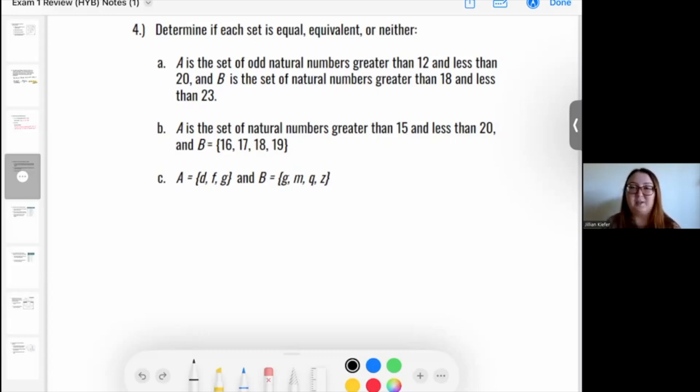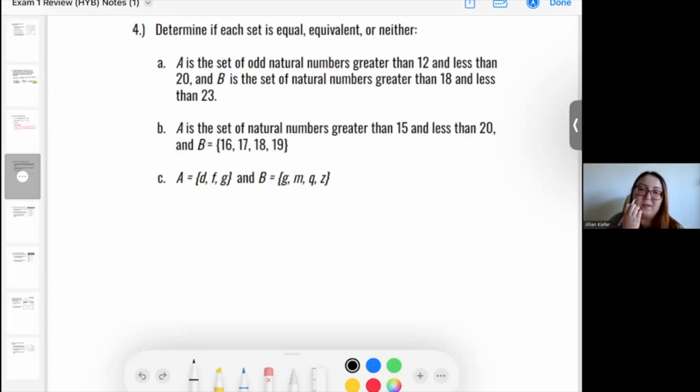Something can be equivalent, though. That means it just has the same number of elements. The elements do not have to be the same. And then we have neither, meaning they don't have the same elements and they don't have the same number of elements either. So just a reminder of what those mean.